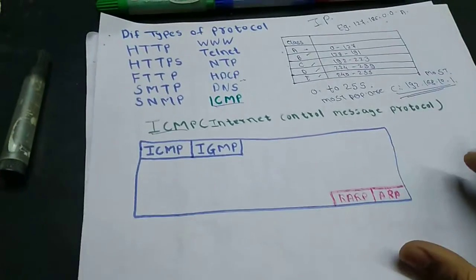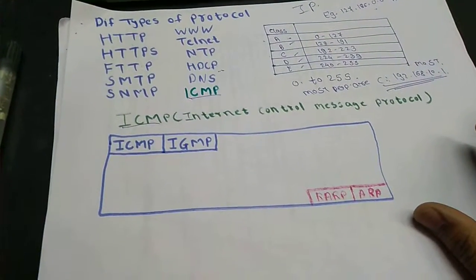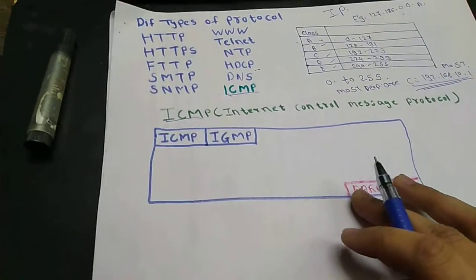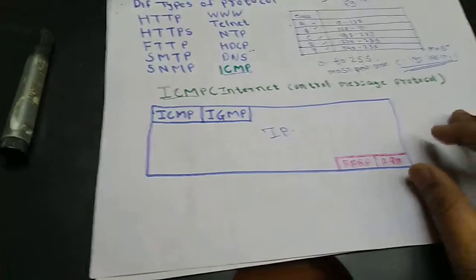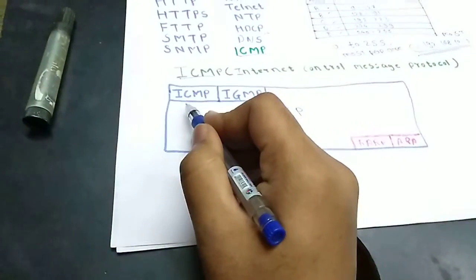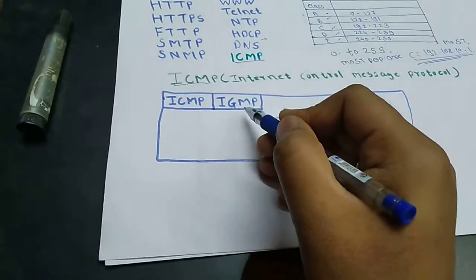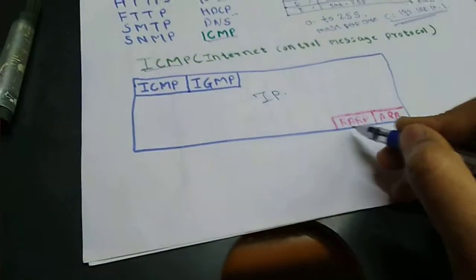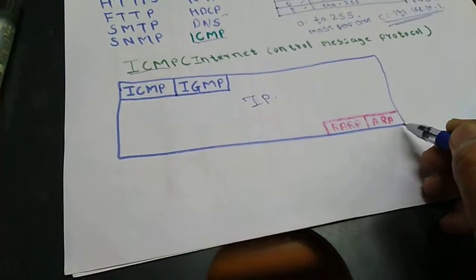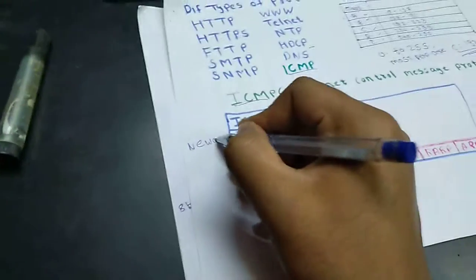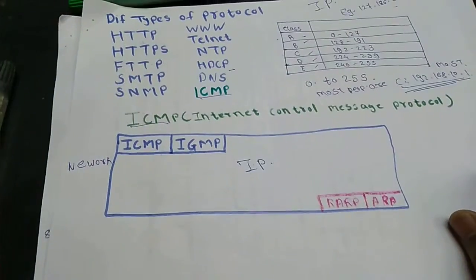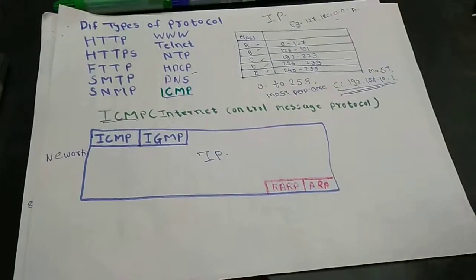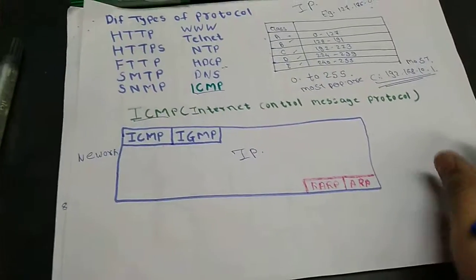ICMP is the Internet Control Message Protocol. It works on the network layer, like IP. In the network layer there are IP, ICMP and IGMP, and also RARP and ARP. It works on the network layer. Let's move to another page.